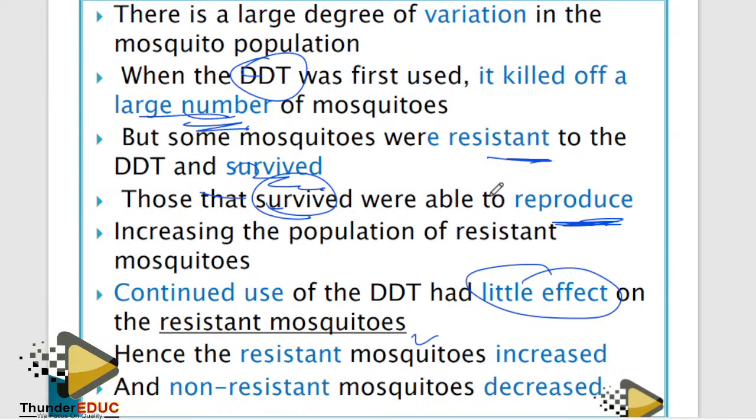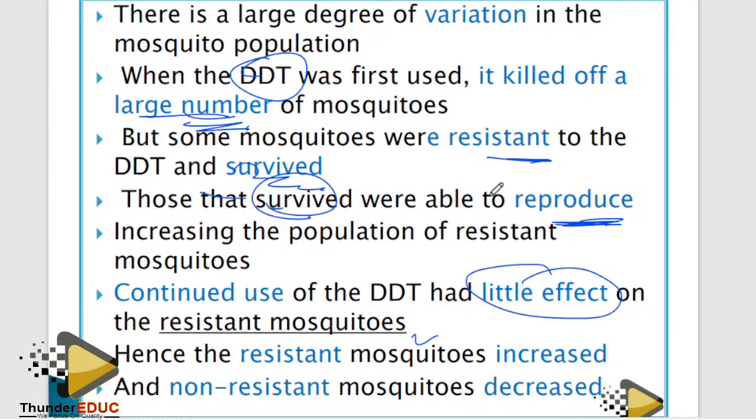Variation, you tell me which variation it is: those which are able to survive DDT and those which are not able to survive DDT. Those which are able to survive the antibiotics and those which are not. You see? Those which are able to survive the ARVs and those which are not. Those which survive the ARVs reproduce in large numbers.